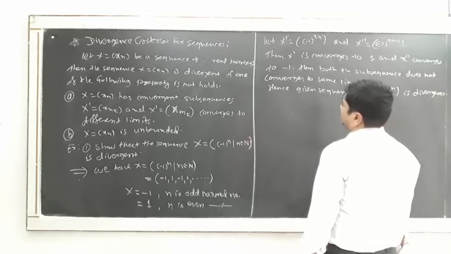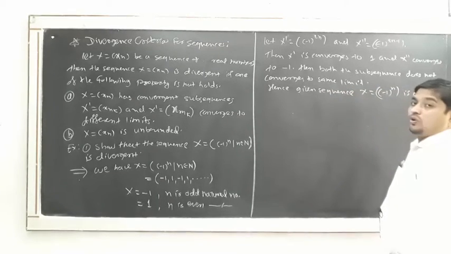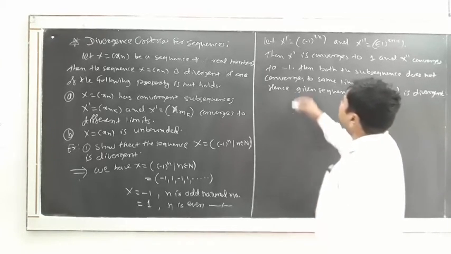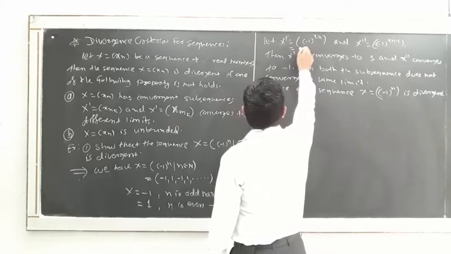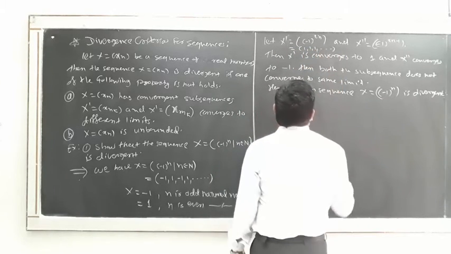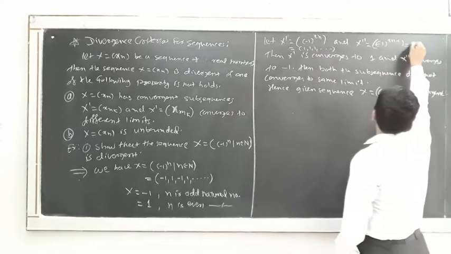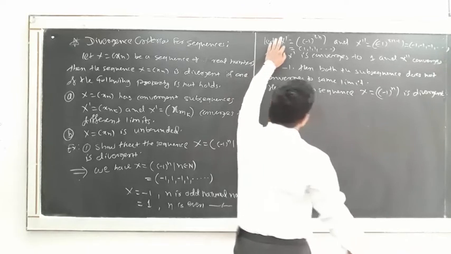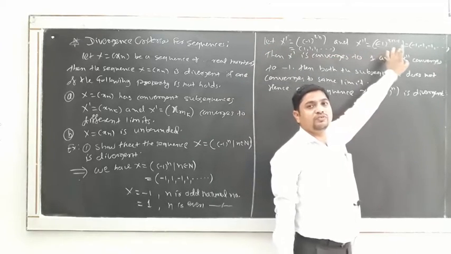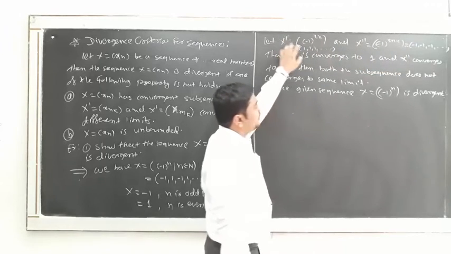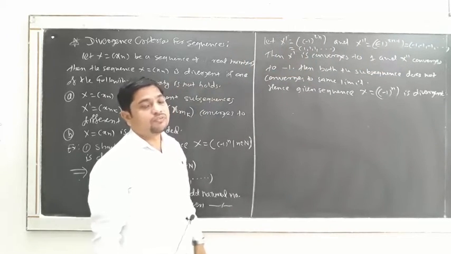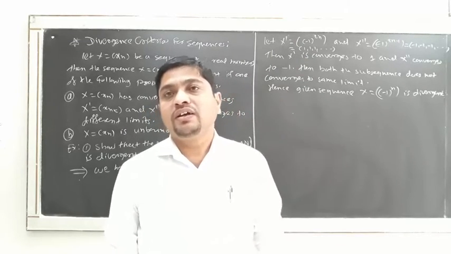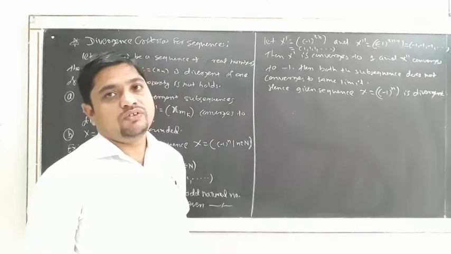It is divergent. Okay, so what we can prove here: X' is nothing but 1, 1, 1, and so on, and the other one is -1, -1, -1, and like this. That is, it is a constant sequence 1 and a constant sequence -1. This constant sequence converges to 1 and this constant sequence converges to -1. Therefore both sequences converge to different limits, and hence we say that the given sequence is not convergent.